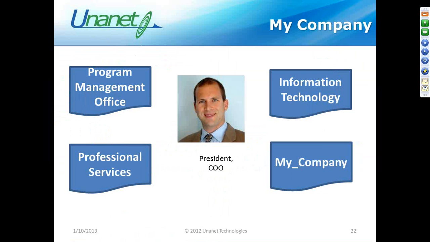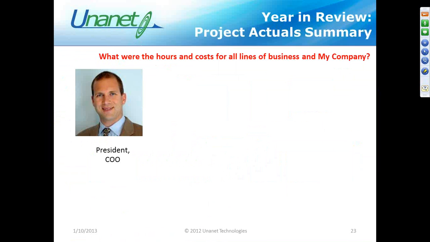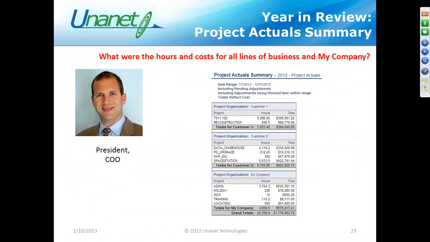So his access to information is different than that project manager. With the same project actual summary report available with that time license, the COO can run actuals with the associated cost information in dollars for all those lines of business and the internal company as well. Because Chris Craig has that cost rate manager role, the cost information is available in the reports for him.